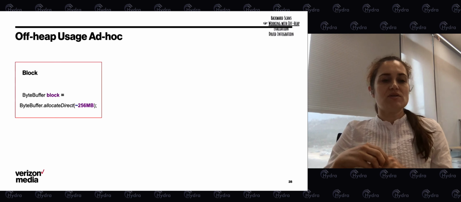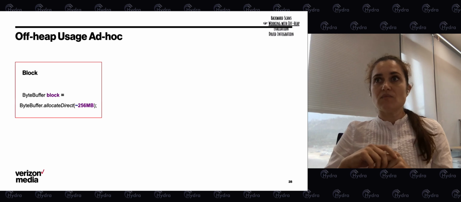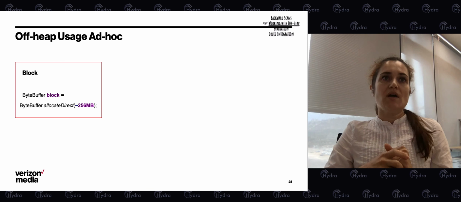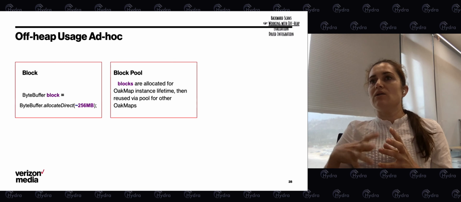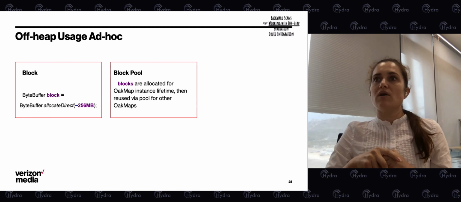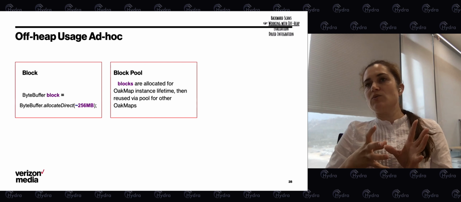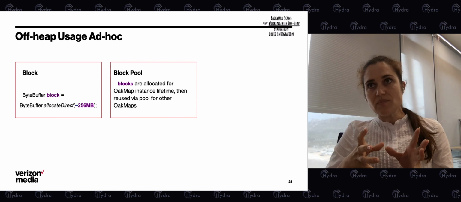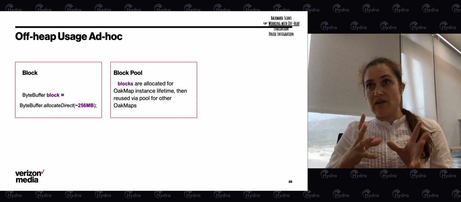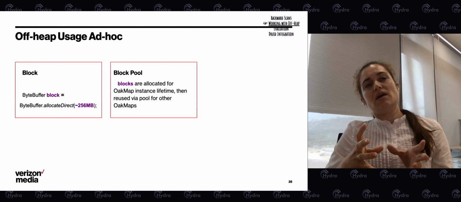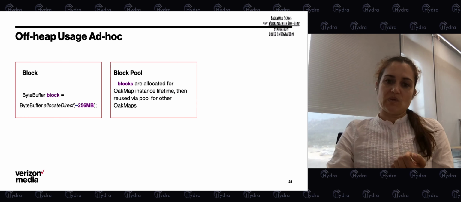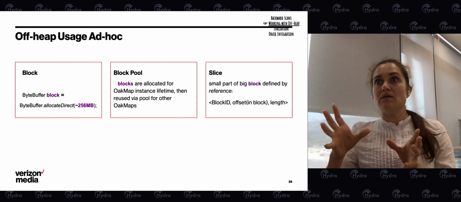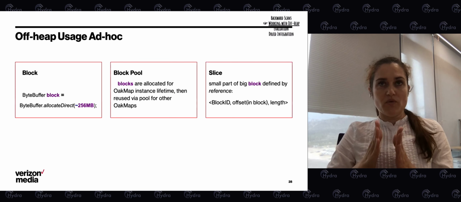Okay, so how do we use it? First of all, we define blocks, which are pretty big. In our case, we used 256 megabytes. Those blocks are going to be reused, so we have a block pool. We allocate blocks on demand, and each block is allocated with a single Oak map instance. When this instance is no longer live, therefore this block is no longer used, it's going to be returned to the pool and can be given to someone else without allocating again. Because those blocks are big, we use slices on top of those blocks.